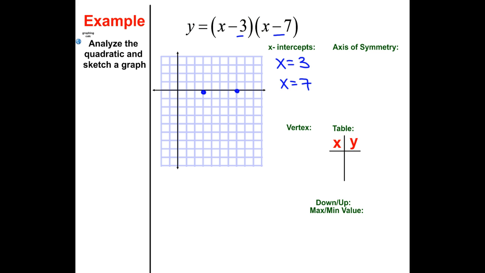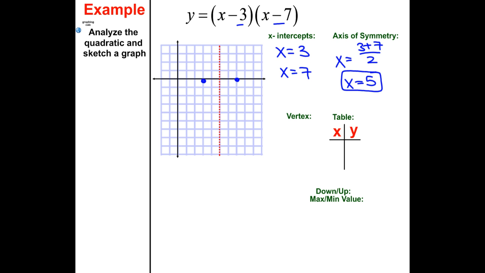The way we find our axis of symmetry, remember, is we take those numbers and plug in x equals 3 plus 7 divided by 2. Well, 3 plus 7 is 10, divided by 2 is 5, so my axis of symmetry is at x equals 5. So you can see that I put in my dotted line there. I don't need to put that in, but I just like to put it in there to see what it looks like.